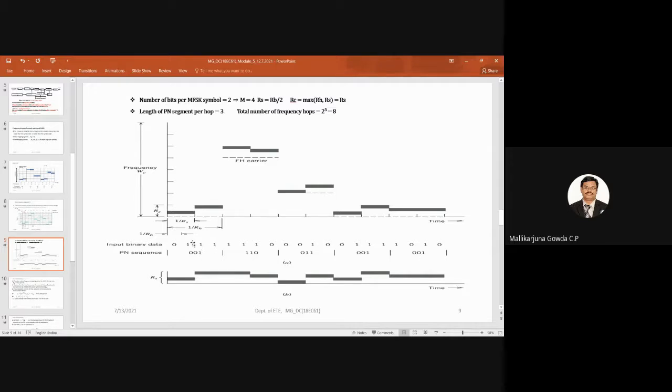And here I said 4 bits is one symbol. So with respect to that, for this one, is that correct what I am saying? Am I saying 4 bits or 2 bits? Yes, I am not getting any response.